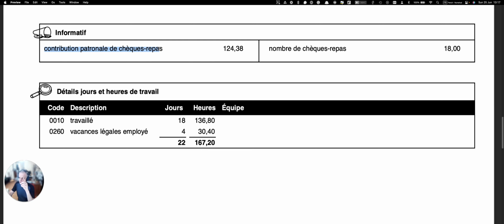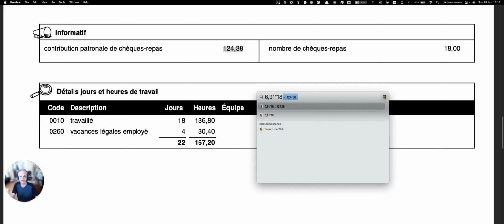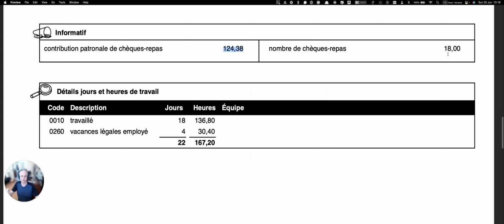So if the face value is 8 euros and you are contributing 1.09 euros, the employer contribution would be 6.91, and if you multiply 6.91 by 18 days worked, you will get to 124.38, which is what we have here. So if I do 6.91 multiplied by 18, you see it's the same amount. Number of meal vouchers: 18, but we already discussed that you can only get a meal voucher if you have actually worked.